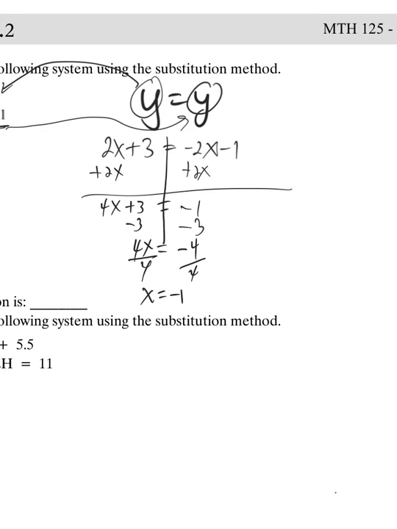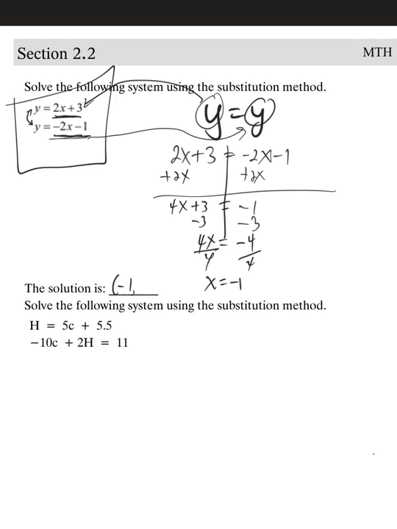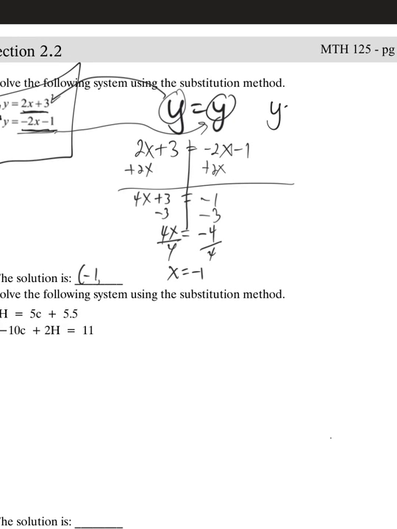Now, if you think back to the very first page where we started at 2.1, I emphasized greatly that when you're solving a system, your answer comes in the form of an ordered pair. Well, we have the first part of the ordered pair. We have to find the second part. So we're going to use either one of these equations. Doesn't matter which one, because you're going to get the same answer either way. I'll use the first one, y equals 2x plus 3.